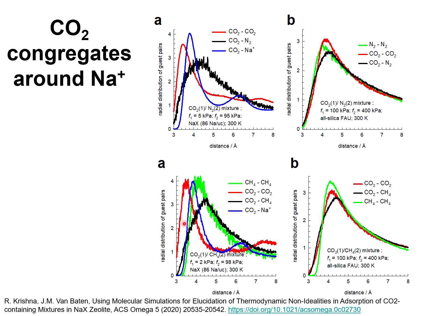In order to drive home this point, we also carried out simulations for CO2 nitrogen mixtures and CO2 methane mixtures in a Faujasite with a silicon to aluminum ratio of infinity. In other words, no aluminum atoms and no extra framework cations. In this scenario, we would expect no congregation of CO2 around the cations because there are no cations present.